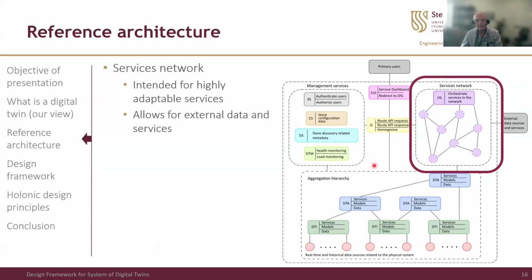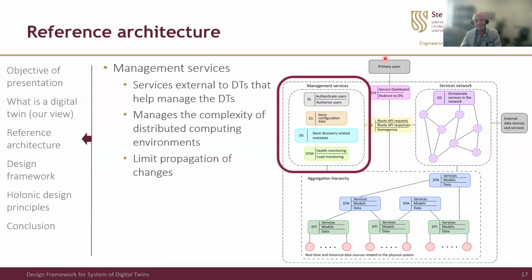Right, and then the next main component of our architecture is the services network. This is typically a microservices type network, loosely coupled services where there's no hierarchy. They can call each other, they can use each other. So the idea is that these are highly adaptable services, and as new use cases arise, you may develop new services while the aggregation hierarchy remains stable, because the physical reality typically changes slowly. And then there's some housekeeping to be done in the system, particularly to help this distributed system work effectively. I'm not going to dwell on the management services.